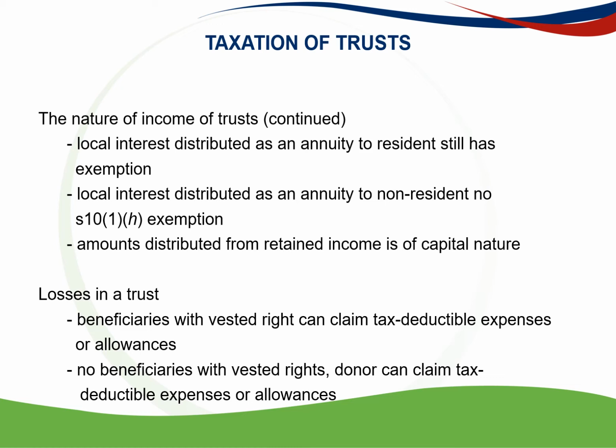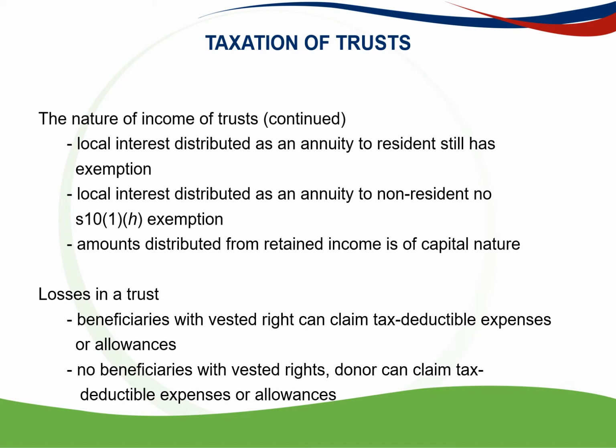Local interest distributed as an annuity to residents will still have the exemption, the 23,800 or 34,500 exemption. Local interest distributed as an annuity to a non-resident will no longer have the Section 10(1)(h) exemption, but they can still have the 23,800 or 34,500 exemption. And amounts distributed from retained income is of a capital nature. So if the person receiving that distribution of capital is a natural person, then that R40,000 annual exclusion will apply to the capital gain.